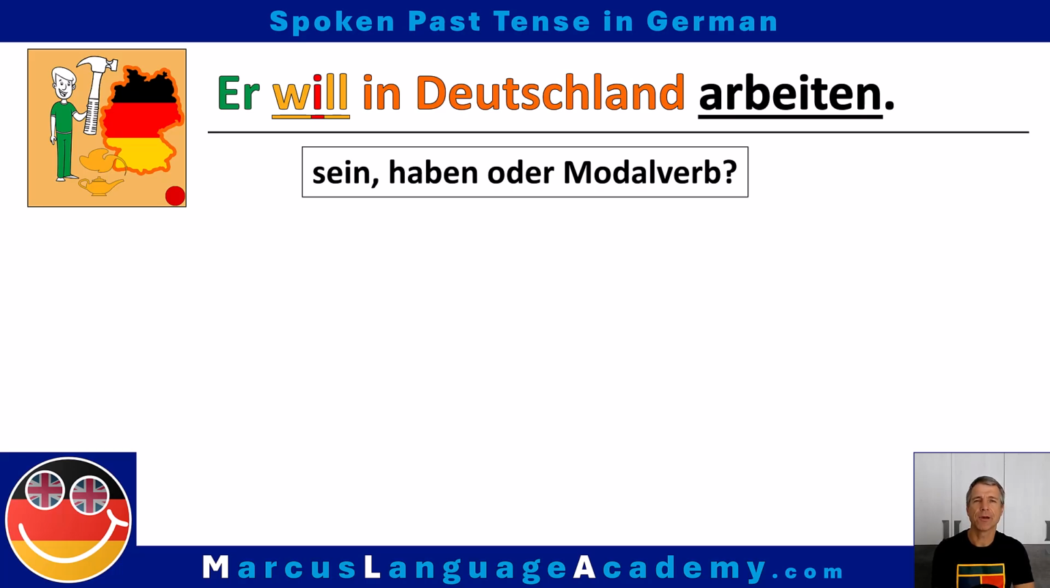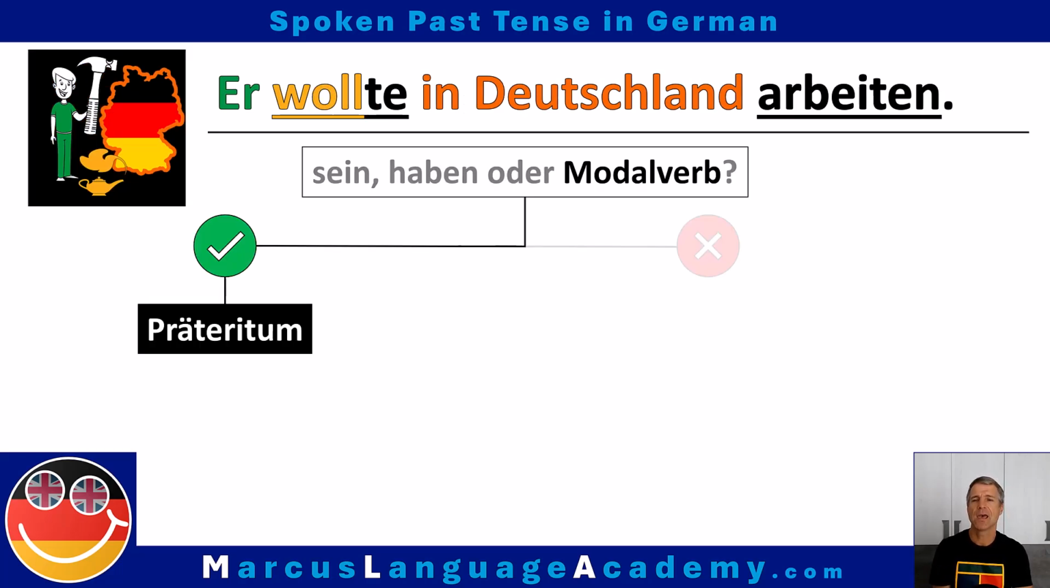Let's see another example here. "Er will in Deutschland arbeiten." He wants in Germany work. That's a literal translation, and you have to be careful because our second verb goes to the end. Here we see another background color, yellowish, because it's a modal verb. That's quite easy, because wollen, to want, is a modal verb. So obviously we answer yes to our question sein, haben oder Modalverb, and therefore we use Präteritum: "Er wollte in Deutschland arbeiten." He wanted to work in Germany.